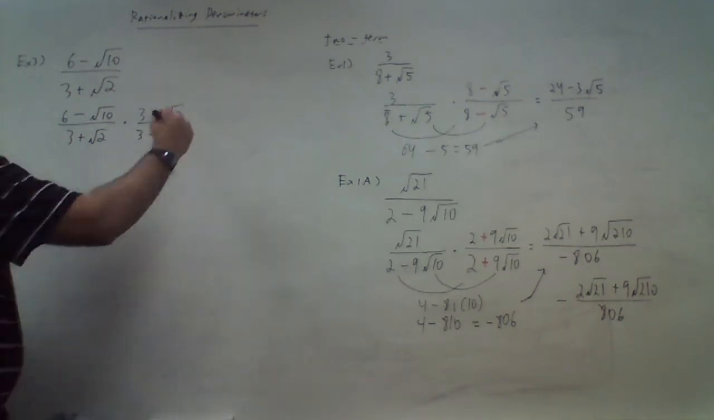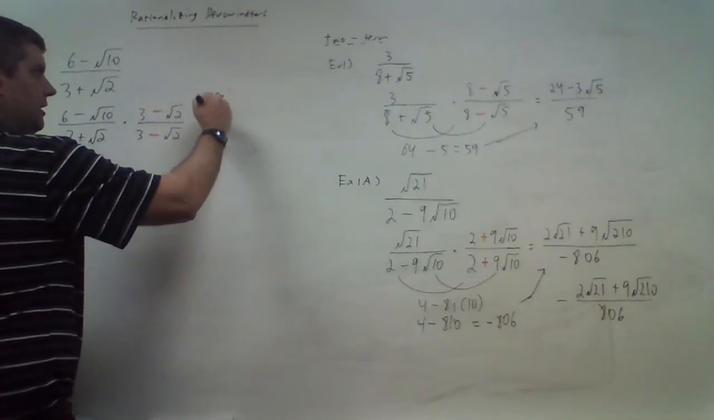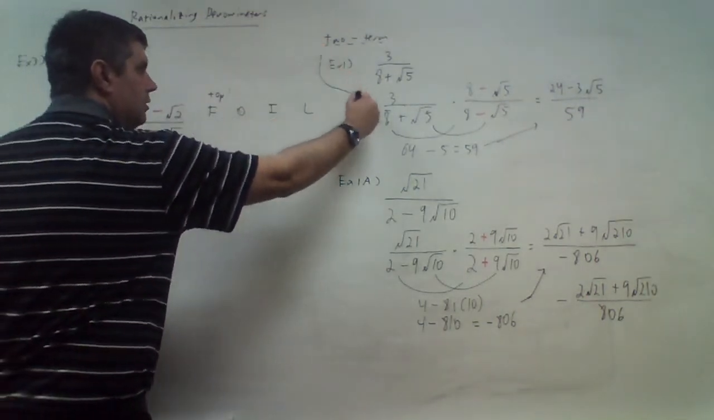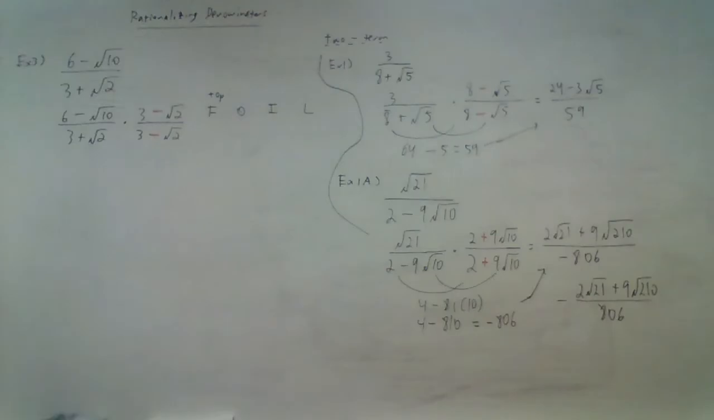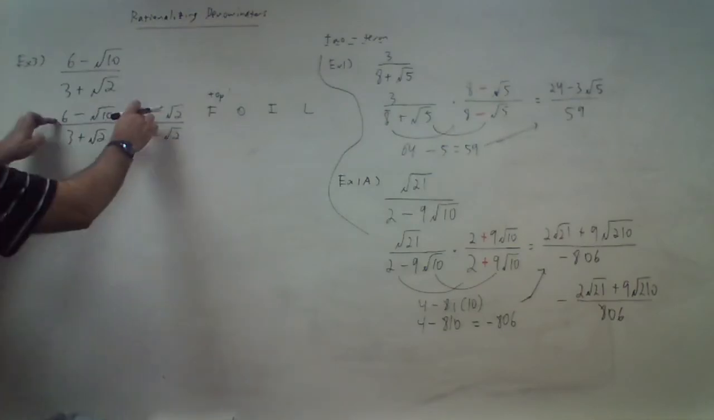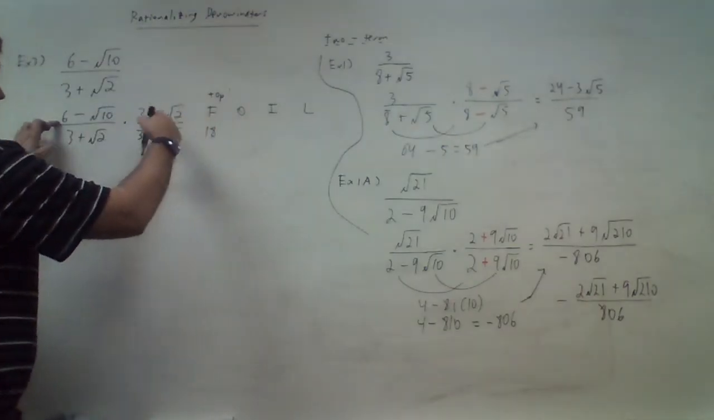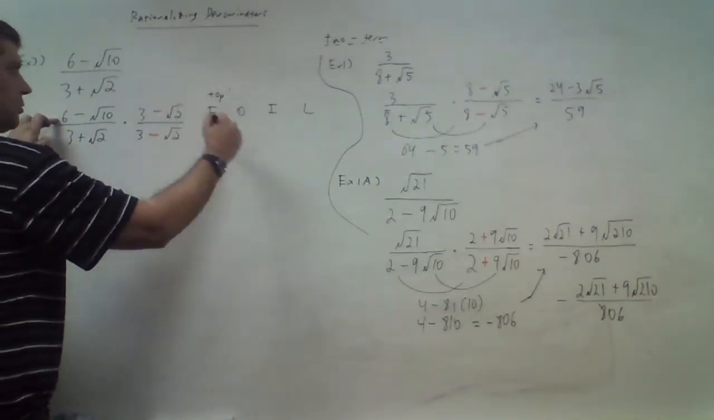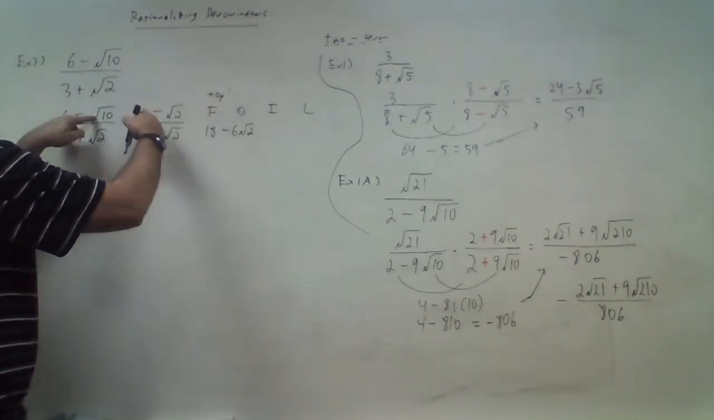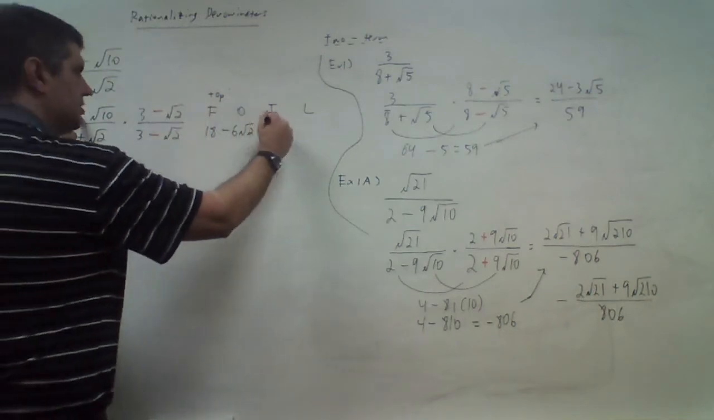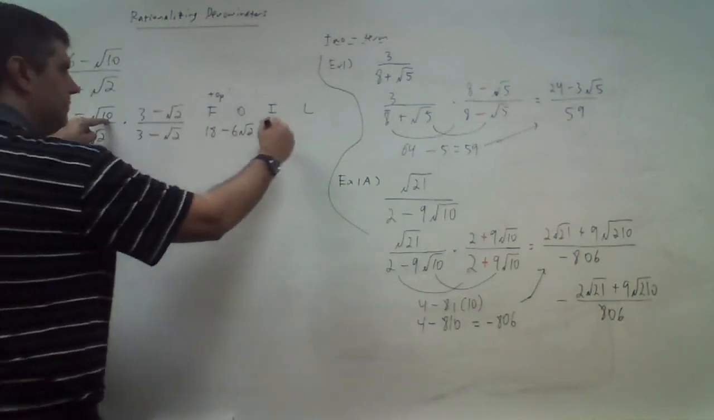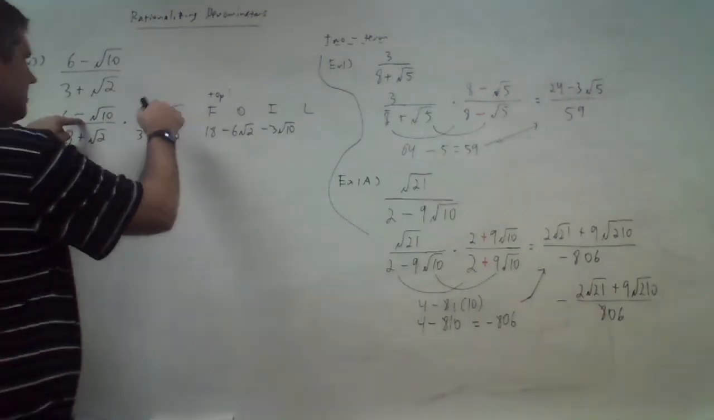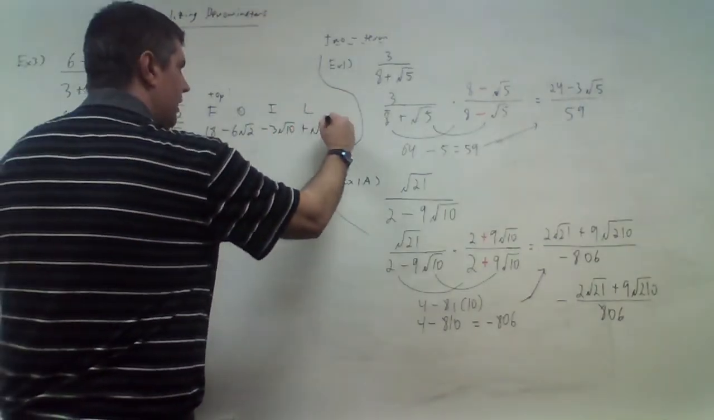Now for the top, you're going to need to do the FOIL. Okay, so you're going to need to multiply the first terms. That's 18. The outer terms, 6 times negative 1 is minus 6 times the square root of 2. Inner terms, 3 times minus 1 is minus 3 times the square root of 10. And last will be plus the square root of 20.